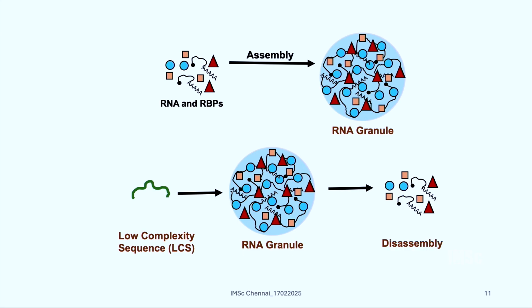Okay, so all these proteins are RNA binding proteins, and they are components of RNP condensates. And in our lab, RNAs and RNA binding proteins come together and assemble into RNA granules, and it is known that these low complexity sequence containing proteins contribute to the assembly of RNA granules. This is already well known.